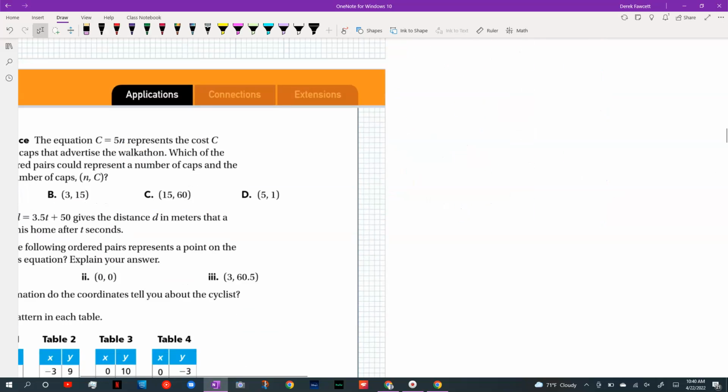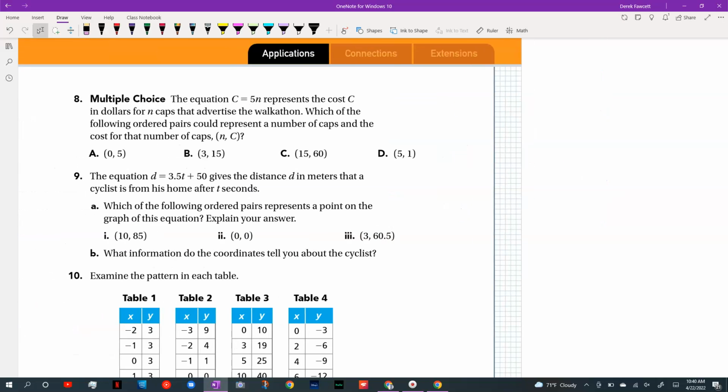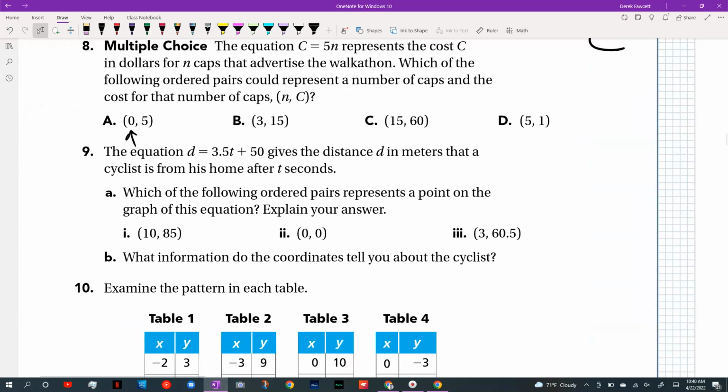And then let's take a look at 7. That equation represents the cost for end caps to the advertising and walkathon. Which of the following ordered pairs? So on this one, what you're doing is you're plugging each of these in. So remember, that's your independent. So if we're looking at the first one, the 0 would be your N. So this is N. And the 5 would be your C. So you're going to plug in 5 equals 5 times N, which is 0. So 5 equals 0. Is that true?